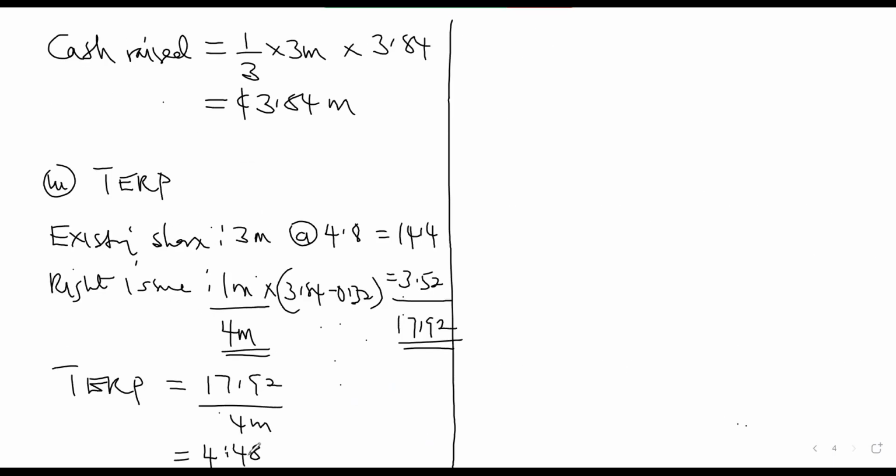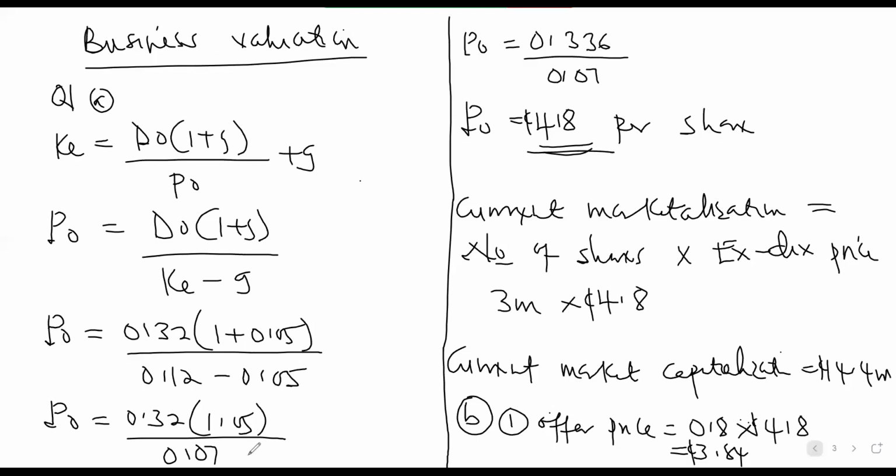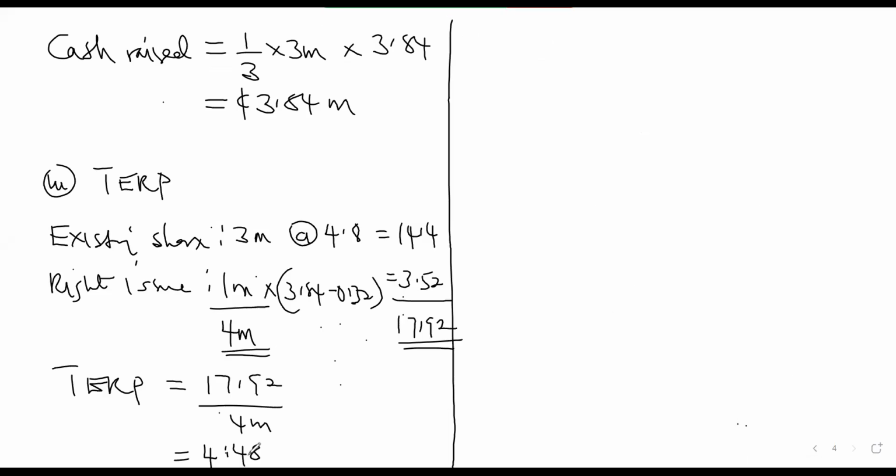4.48. You can see that it's lower than the actual market value. Whenever there's a right issue, the right issue will be done at a discount, so the discount will be affecting the share price. Someone can also decide to start at 0.32 over here, assuming that you are calculating the cash raised net of issue cost. There's no problem with that. They will still mark you because they just say cash raised, but you are paying issue cost.